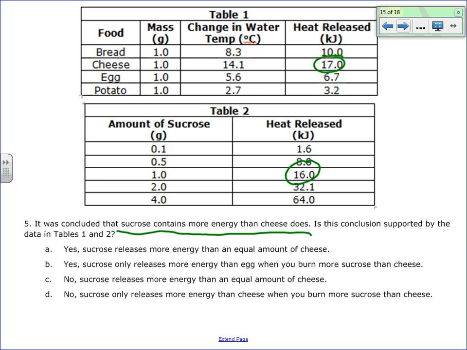Which ones do we get rid of? We get rid of A and B because it's not yes. So we're only left with no. Sucrose releases more energy than an equal amount of cheese. Is that true? No, it's not, because when they're equal amounts, they're different energies. What about sucrose only releases more energy than cheese when you burn more sucrose than cheese? Yeah, that's what we discovered. Perfect. All right, which brings us to D.